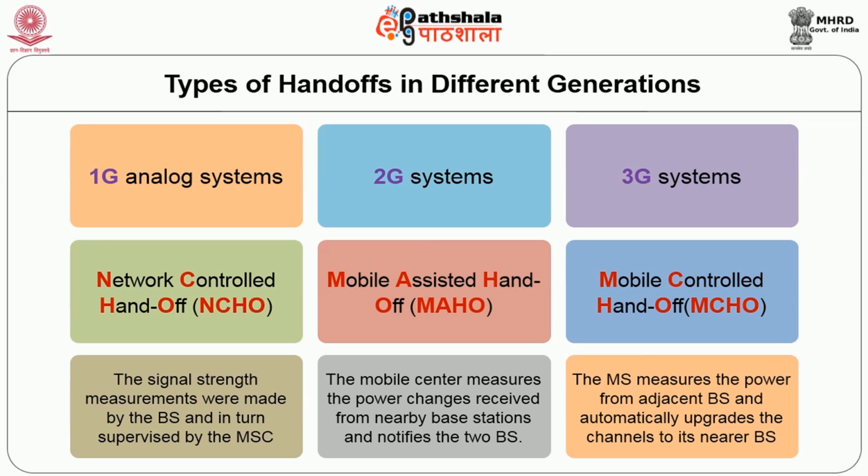Now, again in current 3G systems, the measurements are performed by the mobile station and automatically the mobile station itself upgrades the channel to the nearer base station, because in 3G systems the communication is so fast. The delay which was offered in the 2G system, that is mobile assisted handover, was also not affordable. Hence, the mobile itself took the control of handover and hence the name mobile controlled handover. So, here the delay is only 100 milliseconds and the value of power required was 20 dBm. This has also improved the quality of service drastically, but of course increasing the complexity of circuitry.